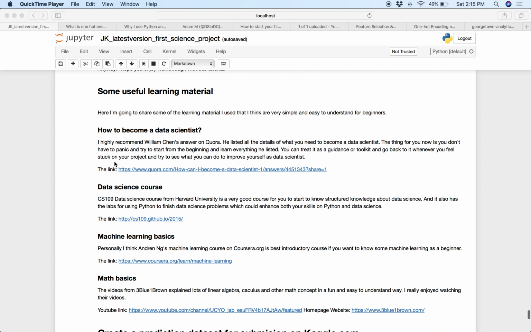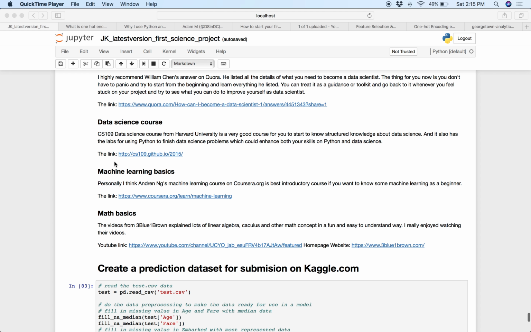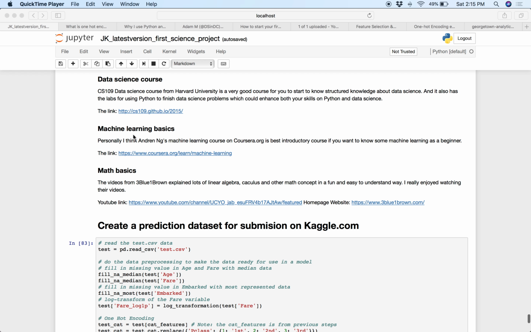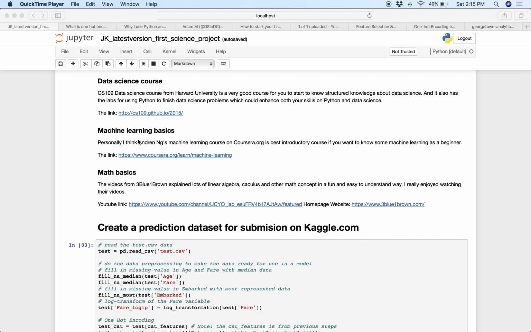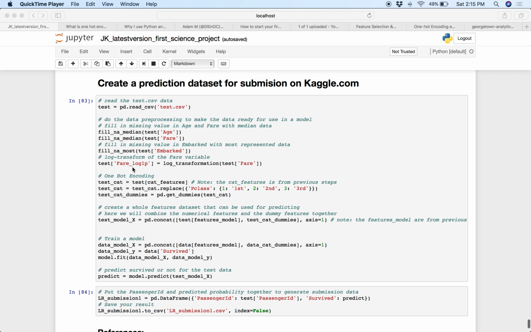We also have some additional resources here from experts on how to become a data scientist, free public learning. This one's from Harvard, very good, and then there are others as well. MIT, Stanford has free course information. Machine learning basics, math basics.